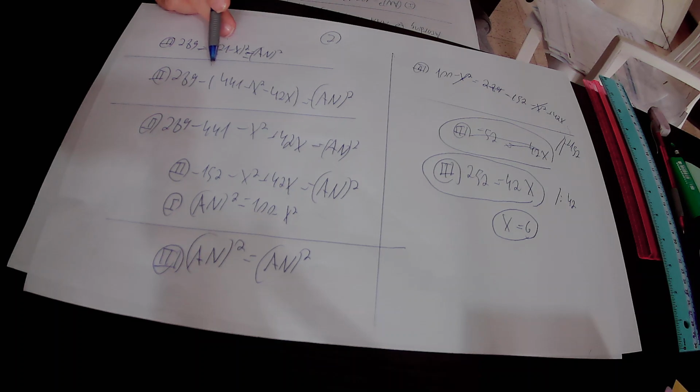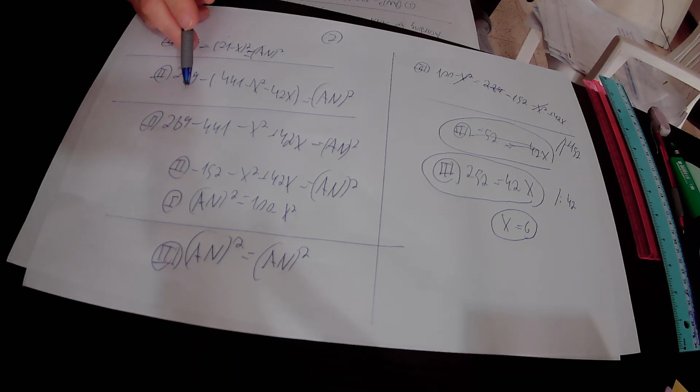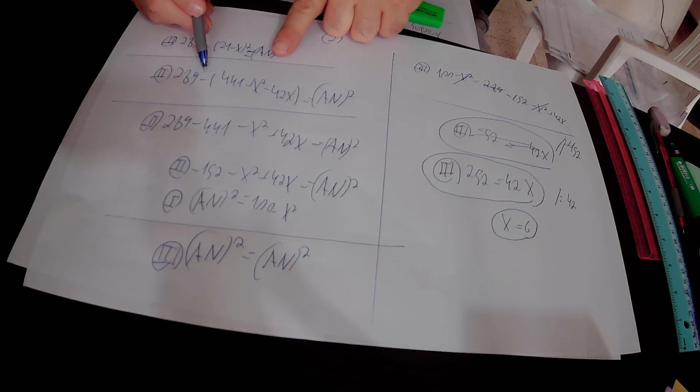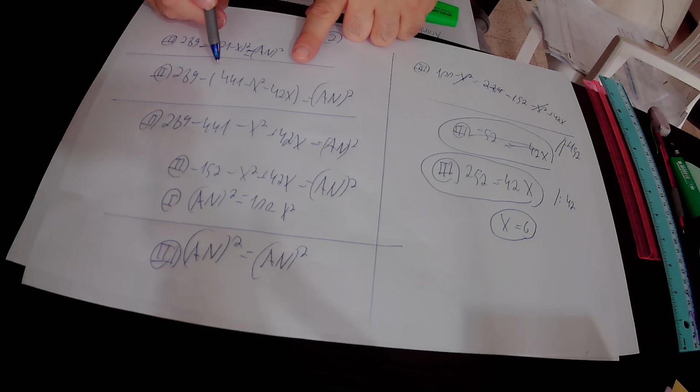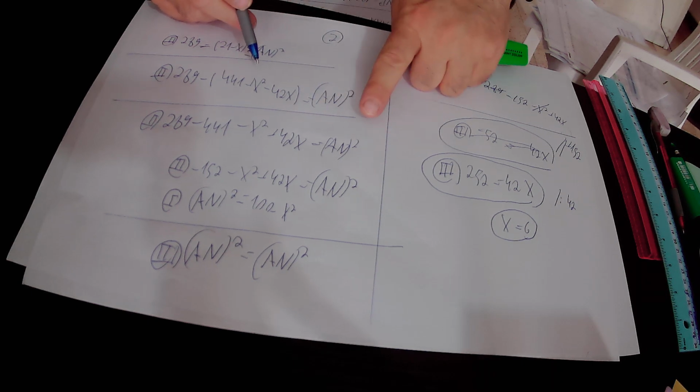So here we open the brackets, we have a minus before the bracket, so it is 289 minus 441, which gives minus 152. And here we have minus X squared, because inside it is plus, so with the minus before the bracket it becomes minus X squared. And here we have minus times minus is plus, so the minus 42X becomes plus 42X, that is equal to AN squared.